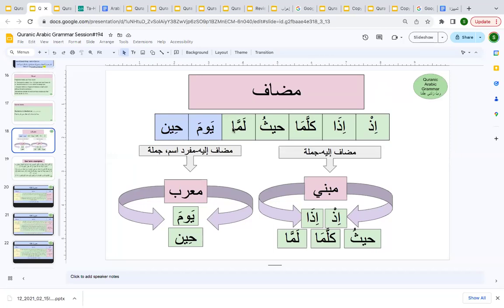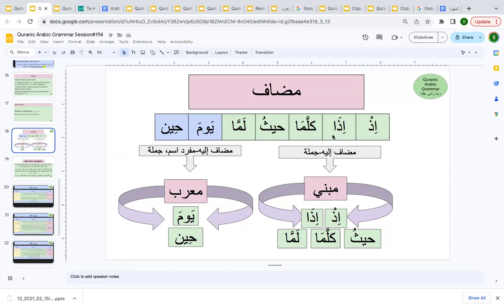But how are these five different from the last two? These are mabni. Yes or no? Remember, we went over that concept, how they are non-flexible. They're always going to be mabni ala sukun, and haythu is mabni ala damm. But yawma can be yawmu, yawmi. Hina, the same way, can be hina, hinu, hini. Hinin can take the tanween as well, these two words. So these are mu'arrab words.